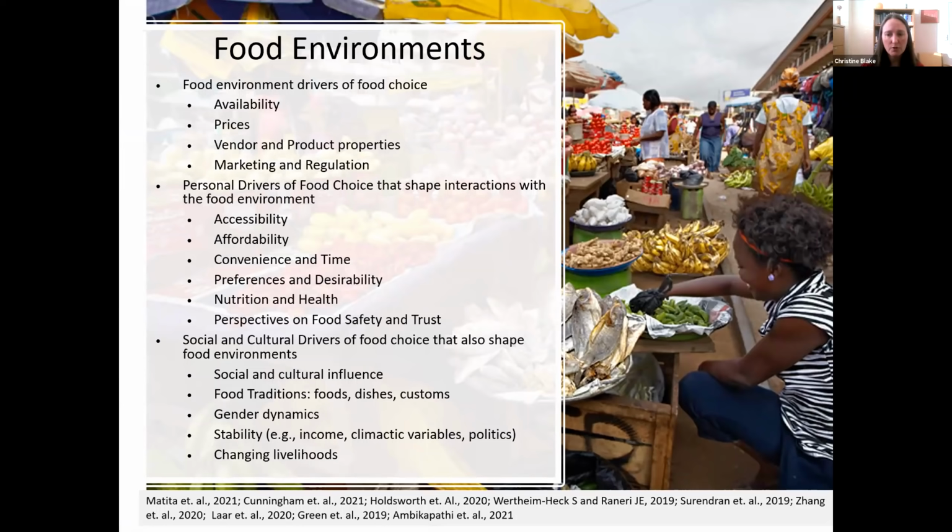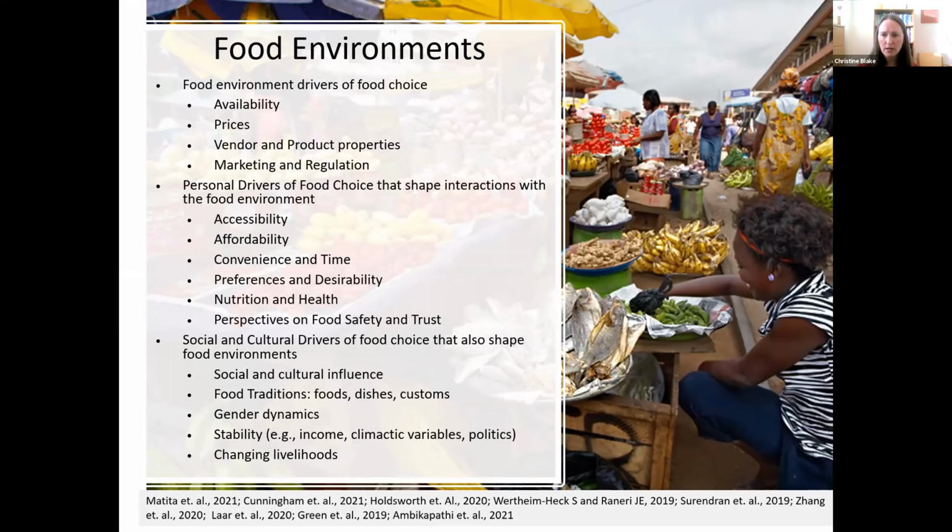and trust. Broader social and cultural drivers of food choice also shape the food environment, included social and cultural influences, especially relationships with family, peers, and vendors, migration or immigration leading to exposure to new foods and customs, and other major cultural influences.